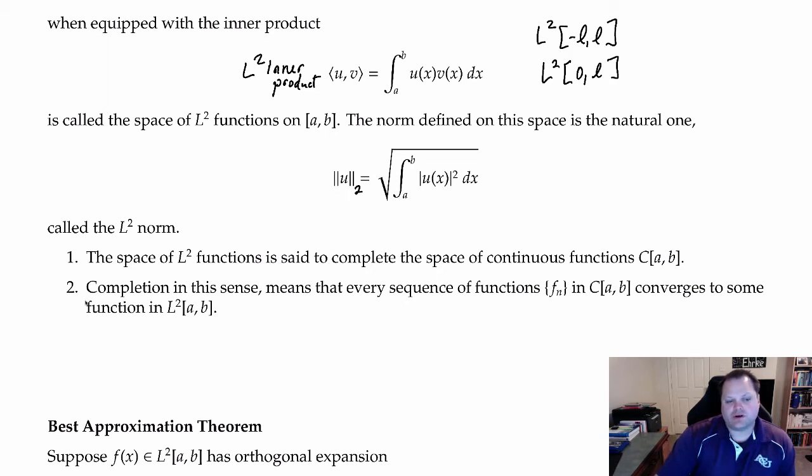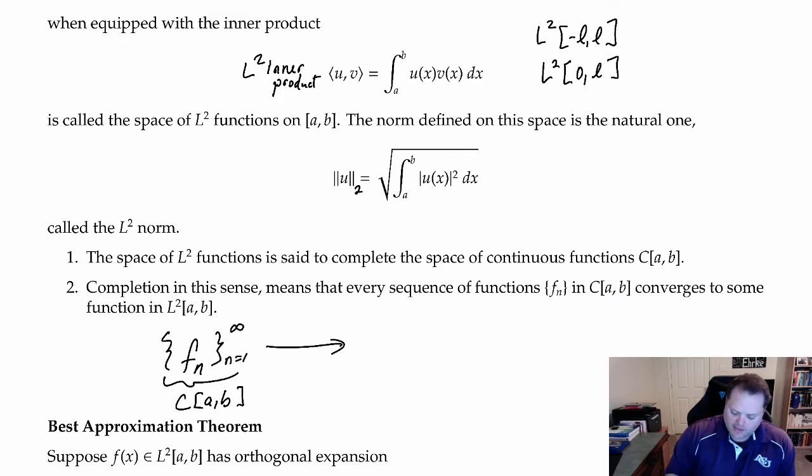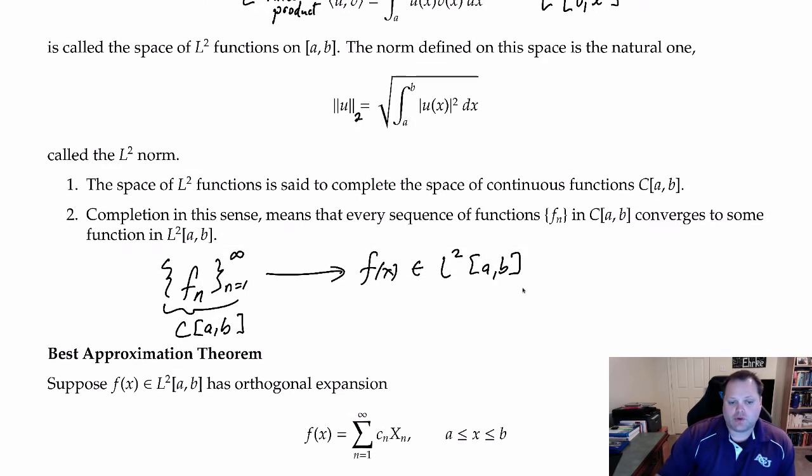These last two notes here are more for people that have maybe taken an analysis course. The first says that the space of L2 functions is the completion of the space of the continuous functions. So in other words, if you have a sequence of functions and all of these functions live, say, in the space of continuous functions, and you look at the sequence, the limit of that sequence, we'll call that limit f, that function must be a member of the L2 space on the interval from a to b. So the completion of any sequence of continuous functions is an L2 function.